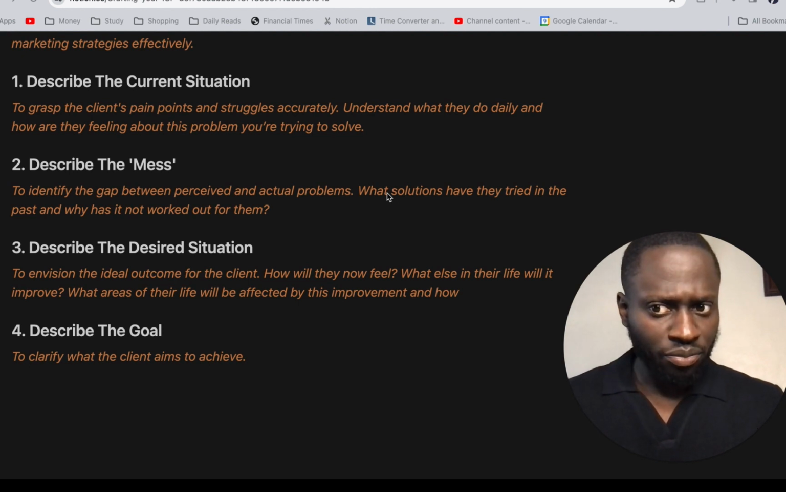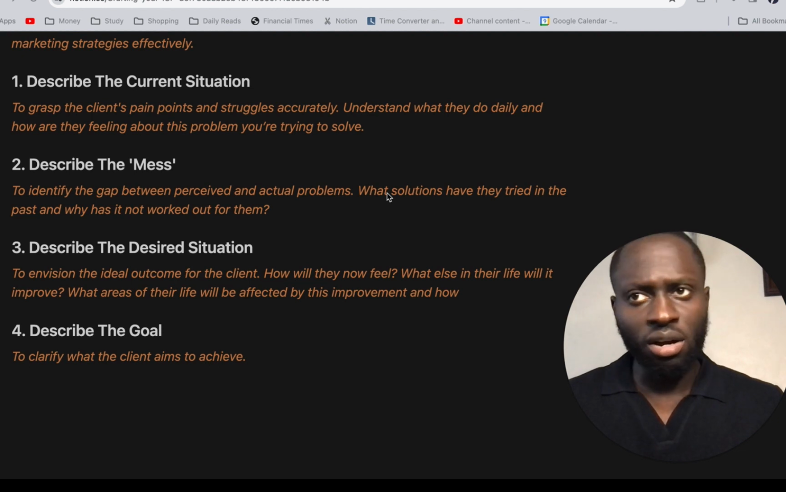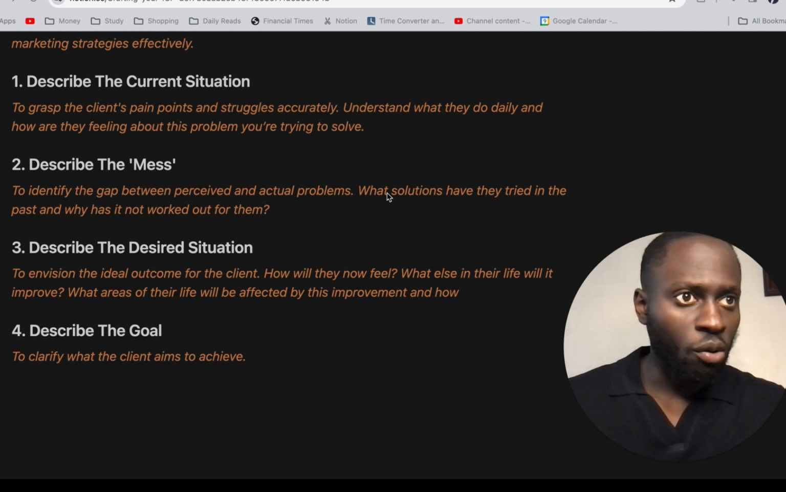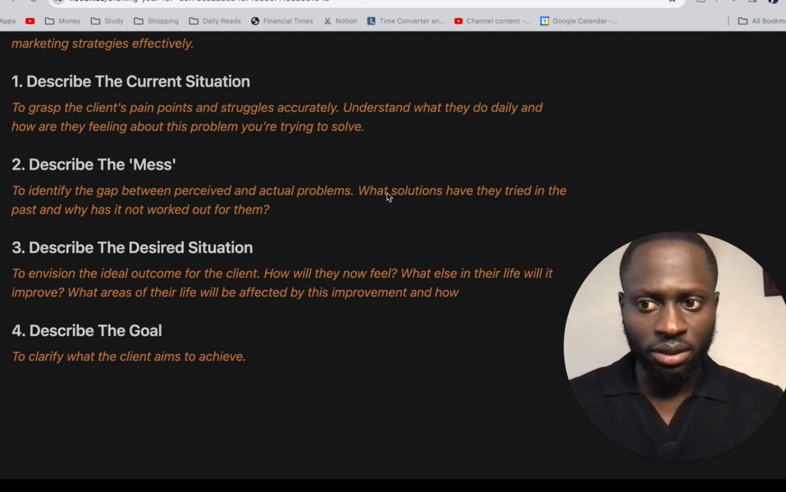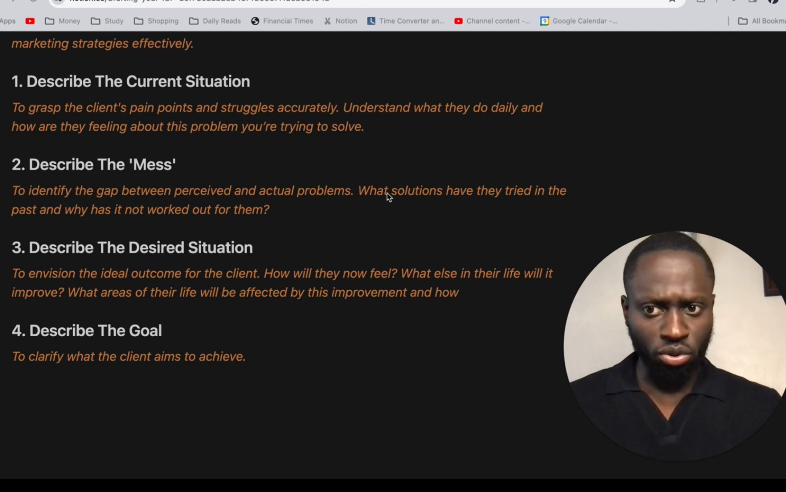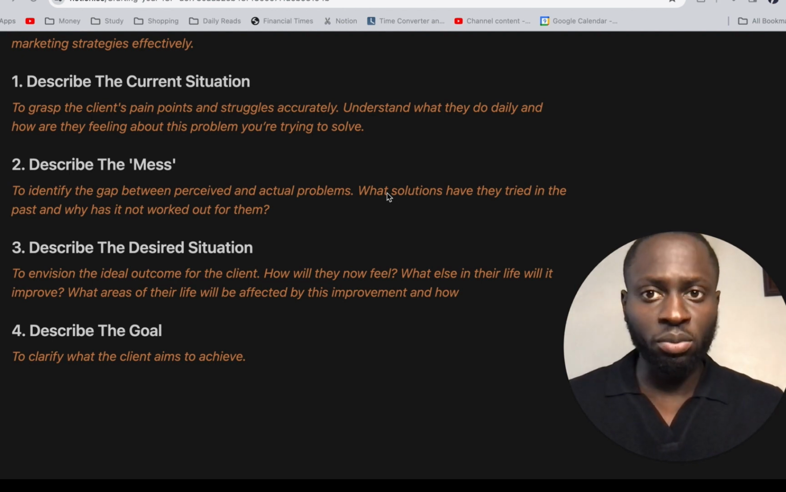and why has this not worked out for them? In this section, you might be thinking, oh, I'm not too sure, I'm new to this space. This is an opportunity for you as a business owner or a marketer to go and do market research. It's totally fine to speak to people, speak to customers, speak to people that you think are your customers, and actually answer these questions.